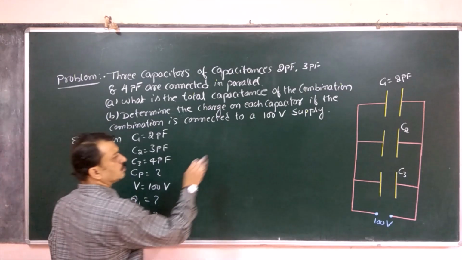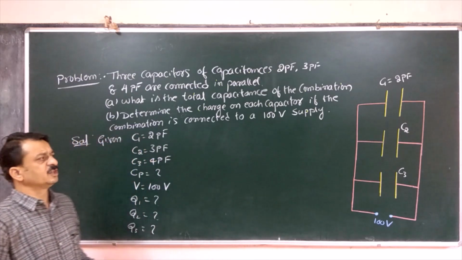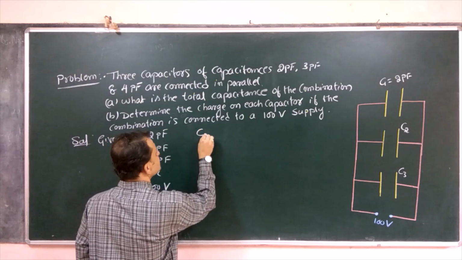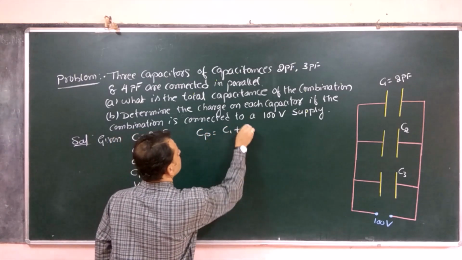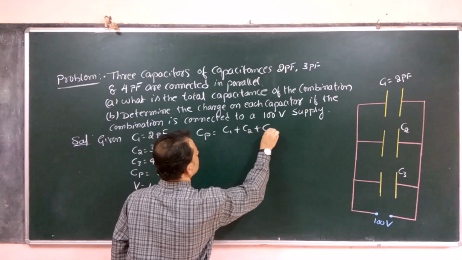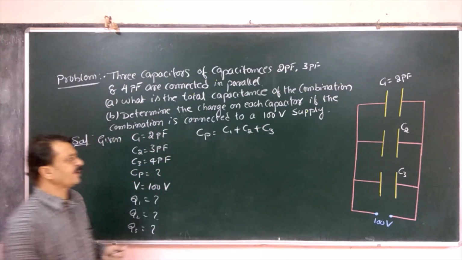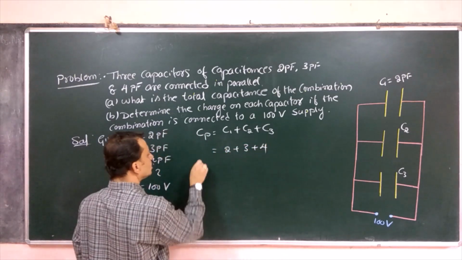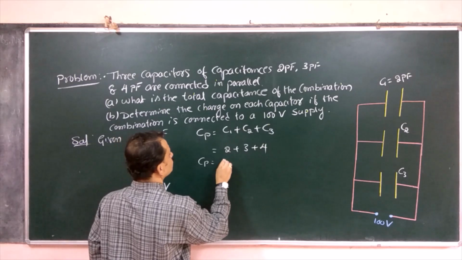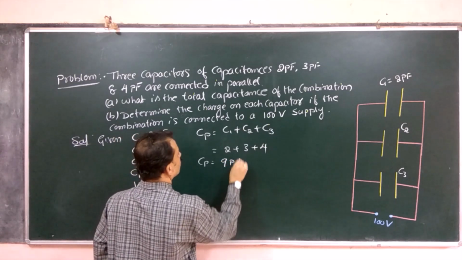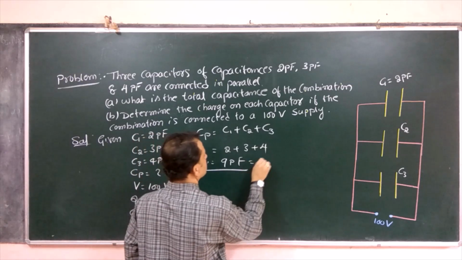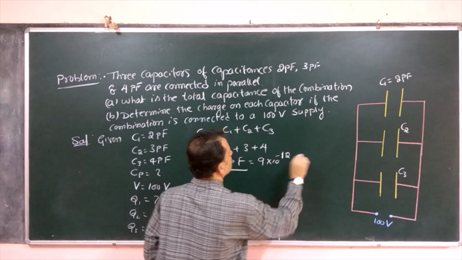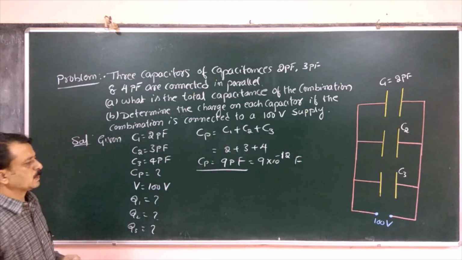Okay, now in parallel combination the effective capacitance is the sum of the individual capacitances. Now Cp is equal to the formula C1 plus C2 plus C3. Simple direct formula. So that is equal to 2 plus 3 plus 4. Therefore Cp is equal to 9 picofarad. That is equal to 9 into 10 to the power of minus 12 farad effective capacitance.